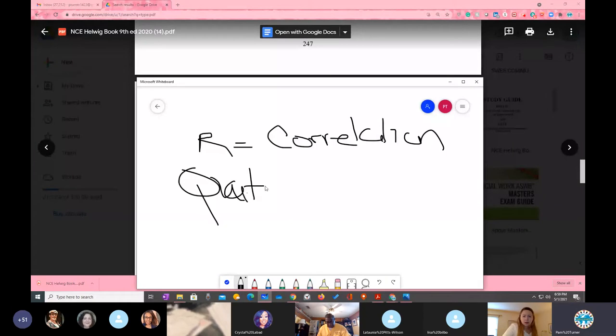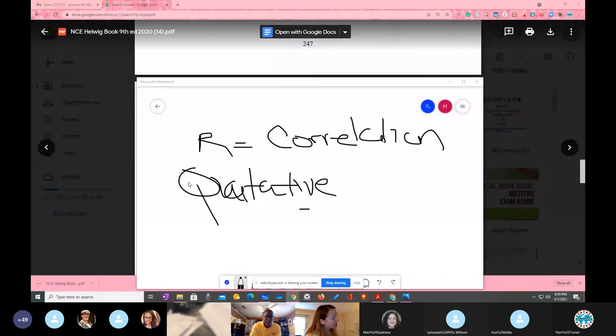Okay. Ms. Pam? Yeah. Why is it qualitative if it's listed under quantitative? That's one of the things that's confusing me with this. Okay, so correlation is always relationships. So it's not qualitative, it's quantitative.